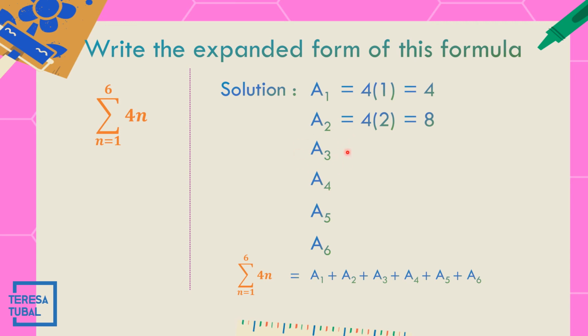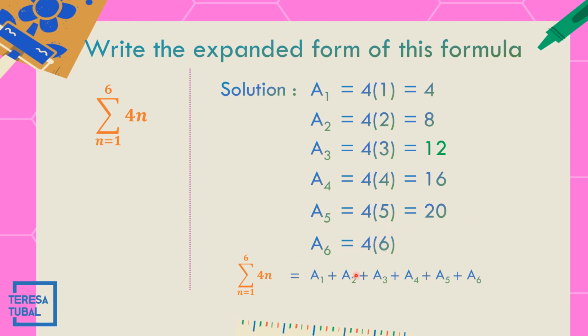Third term, copy 4. Replace the value of n by 3. So that is 4 times 3, 12. Fourth term. Copy 4. Replace n by 4. So 4 times 4, that is 16. Fifth term. Copy 4. Replace n by 5. So 4 times 5, that is 20. Sixth term. Copy 4. Replace n by 6. So 4 times 6, that is 24.